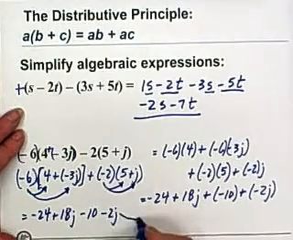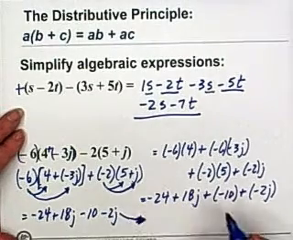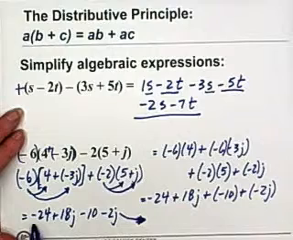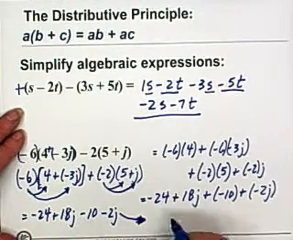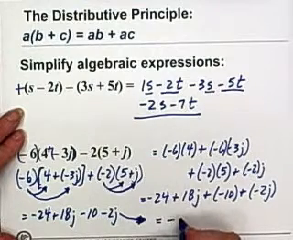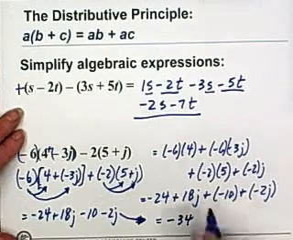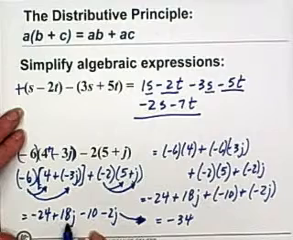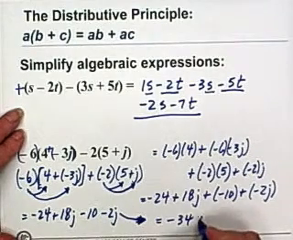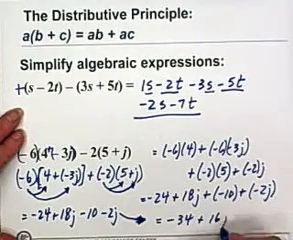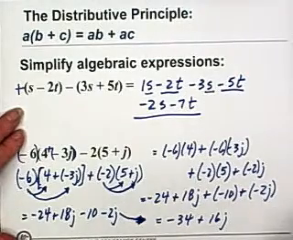Now we're going to rewrite this piece again. Minus 24 plus minus 10 is minus 34. Plus 18j minus 2j is plus 16j. And that would be our answer.